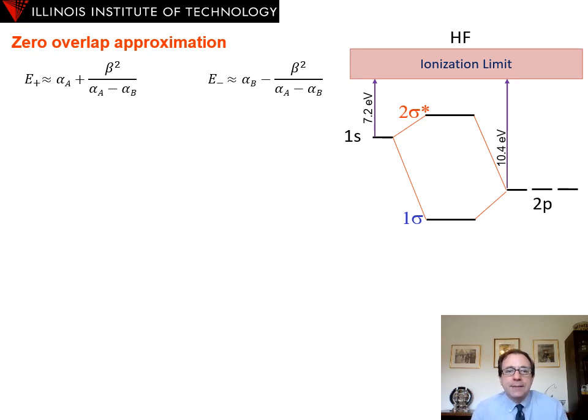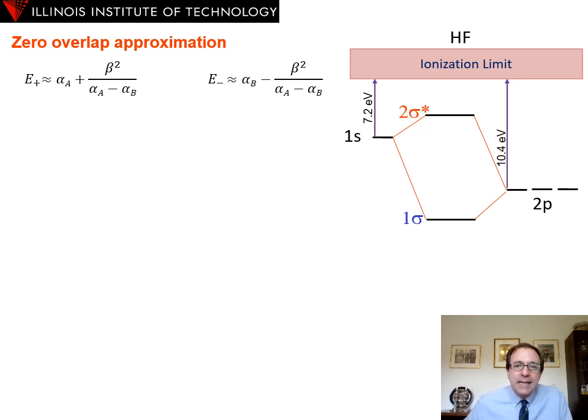Okay, so let's apply this zero overlap approximation to the case that we looked at a couple lectures ago, hydrogen fluoride. In hydrogen fluoride, we saw that the atomic orbital energies for the hydrogen and for the fluorine are minus 7.2 electron volts and minus 10.4 electron volts, respectively. Those are numbers that we just have to measure. We can measure those by doing the ionization. We could look at their electronegativities, but we have to come up with those numbers from somewhere because we need a starting point.